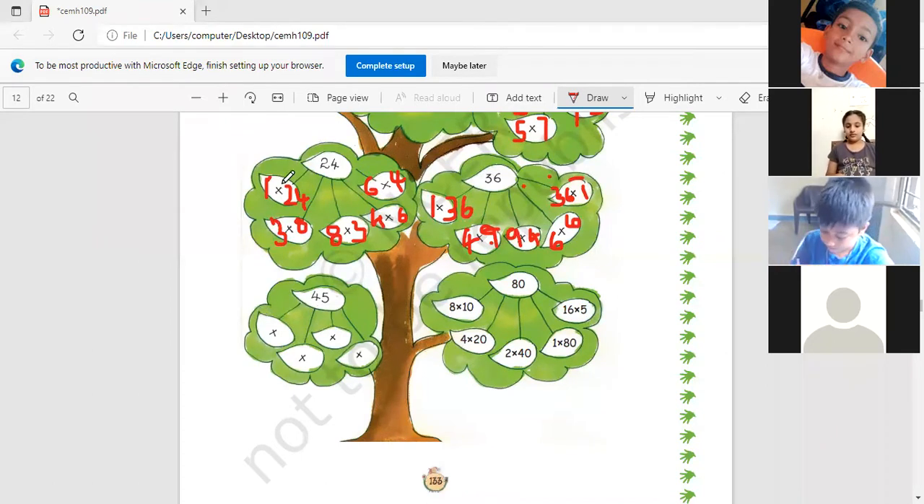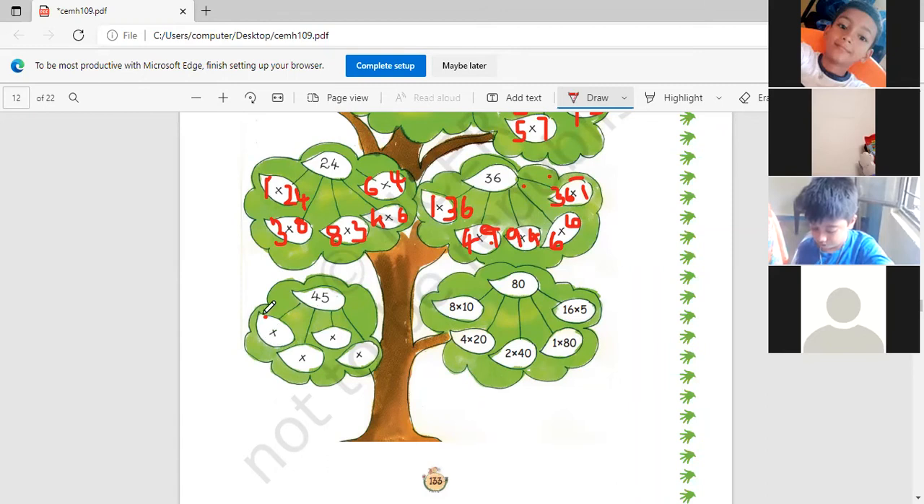First, what do we have for 45? 7 5s are 35, my dear Gurudipti. 7 6s are 42. 9 5s are 45, very good.